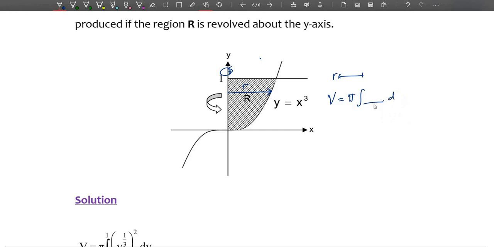Here would be y1, this is y2. This is the line y, and this is the curve y equal to x cubed. Since we want to integrate with respect to y, the function should be in terms of y. So rewrite this function with x as the subject. You will have x equal to the cube root of y, which can also be written as y to the power of 1 over 3. So the radius here should be y to the power of 1 over 3 minus 0, because this is x equal to 0.